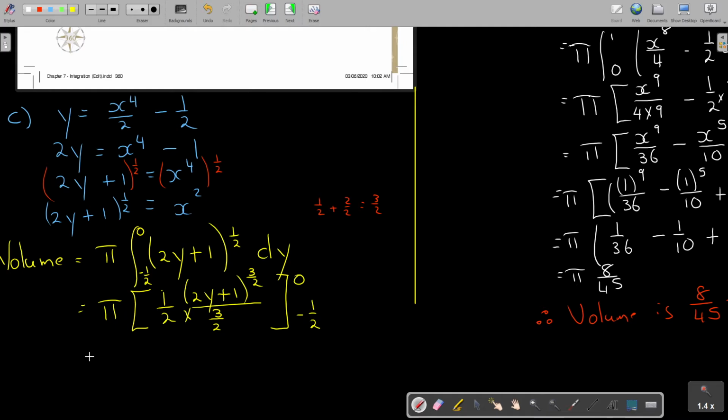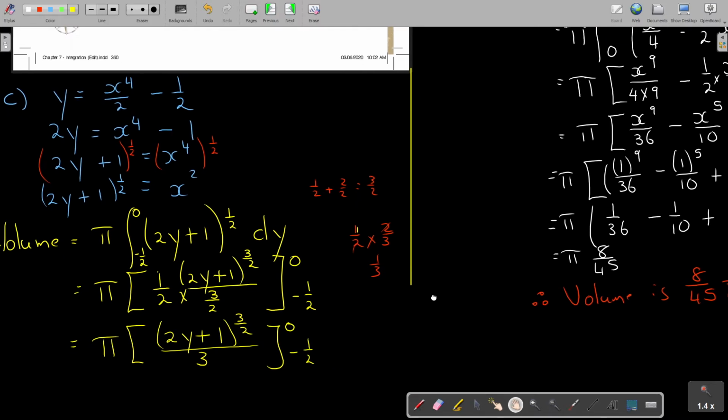Okay. Now I'm just going to simplify before I do the calculation. So remember, this was now, I want to take another color again. This was a half multiplied by the reciprocal, 2 over 3. So it's 1 over 3. Do you have that? So it's 1 over 3. So it's actually that 2y plus 1. Are you with me? And that's 3 over 2. And over that 1 over 3. Okay. And then it's 0 and negative a half. Okay. Let's just go up.